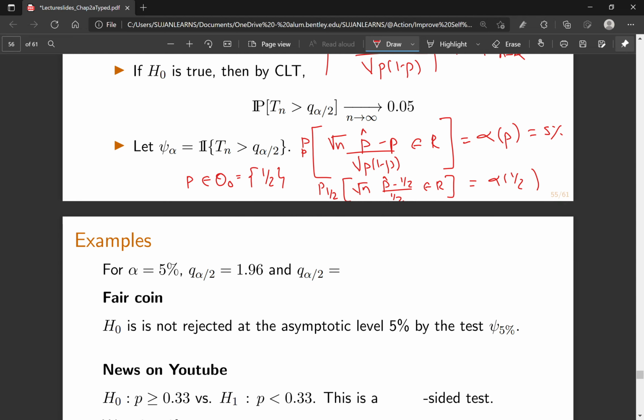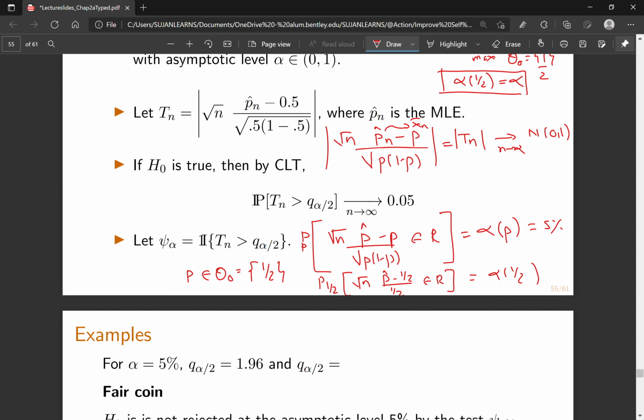So this is how I build my test. Now let's talk about the rejection region, which makes sense. We have our test with some probability of alpha, which is 5%, but we still have to define our rejection region. How do we do that?